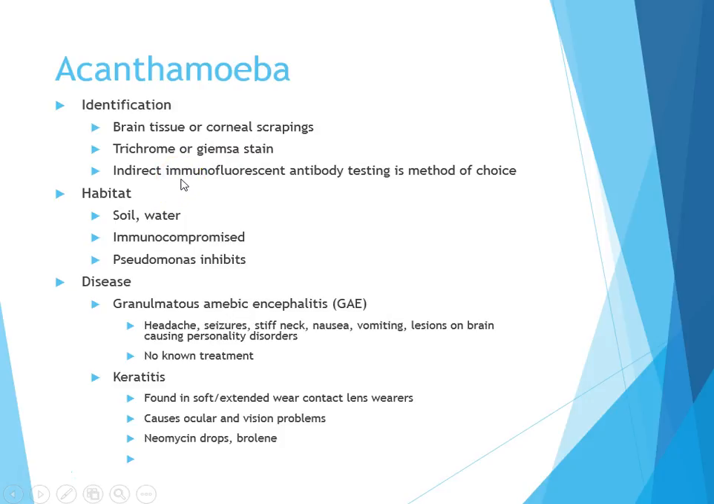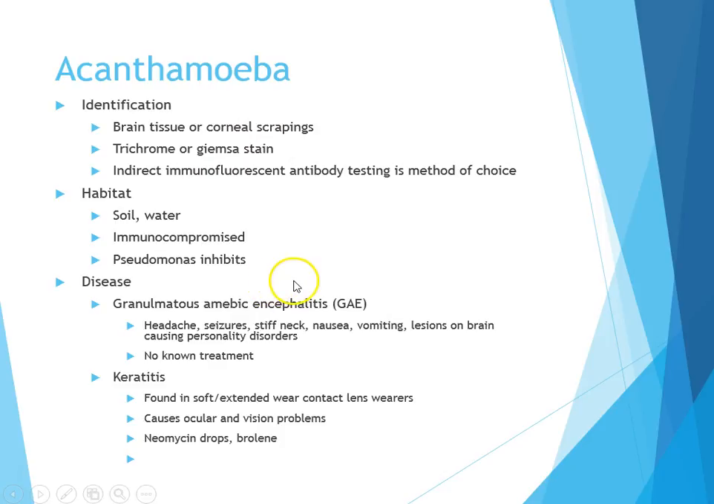There's also an indirect immunofluorescent antibody test, and this is the method of choice. They live in the soil and water. It's usually found in immunocompromised patients. Pseudomonas is known to inhibit Entamoeba. I don't know if it eats it or what exactly happens, but they don't live together.